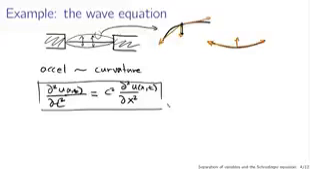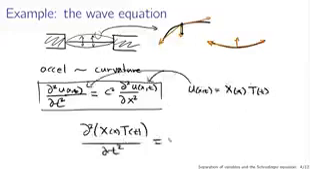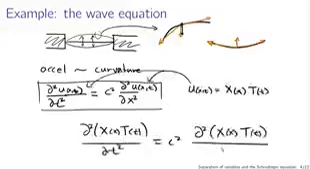But let's proceed with separation of variables. U, as a function of position and time, is going to be X, a function of position, and T, a function of time. So capital X and capital T are functions of a single variable each, and their product is what we're guessing will reproduce the behavior of u. If I substitute this u into this equation, what I end up with is the second derivative of X times T with respect to time equals c squared times the second derivative of X times T with respect to position.